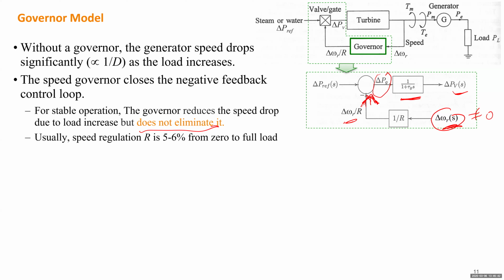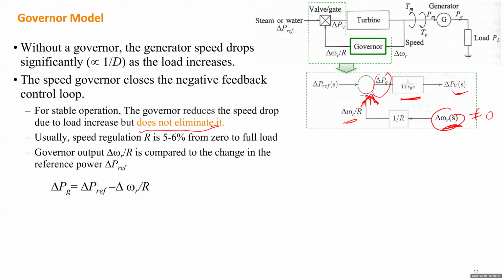Usually this R has to be very small because 1 over R will be the gain. You want to translate a small deviation to some change on the power, right? So the gain should be large enough. Usually R will take a value from maybe 5% to 6%. That will make the gain about 20. So delta omega divided by the capital R will be how much you're going to change on the power.